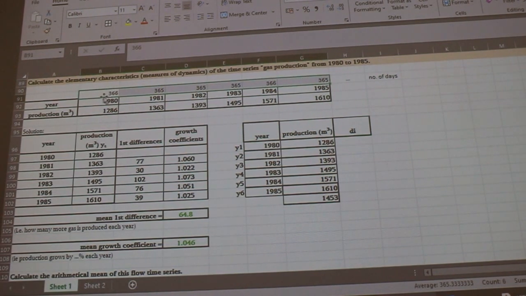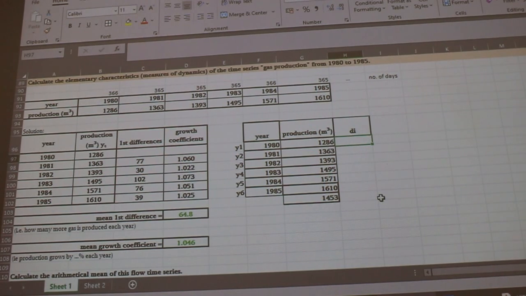Number of days. I wrote the number of days here for you. The year 1980 has 366 days. 1981 has 365 days, etc. So these weights, the number of days, I will write here: 365, 365, 1984 has 366, and this one 365. Okay, number of days, I will use copy format.